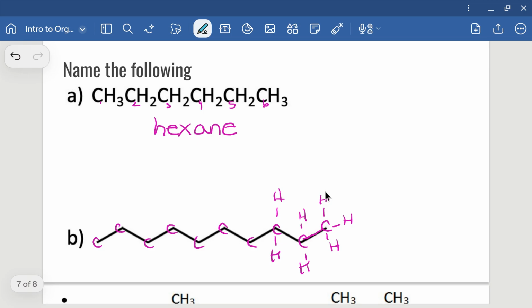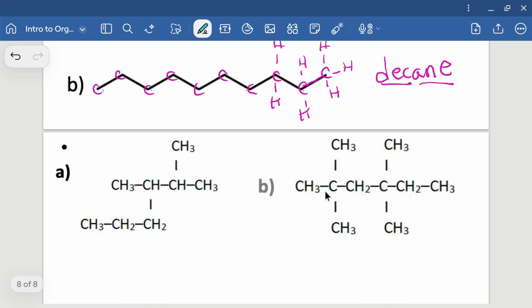But really with this one, we just need to know the longest chain possible, which would be 1, 2, 3, 4, 5, 6, 7, 8, 9, 10. So this is decane. Dec for 10, and ane for all single bonds.